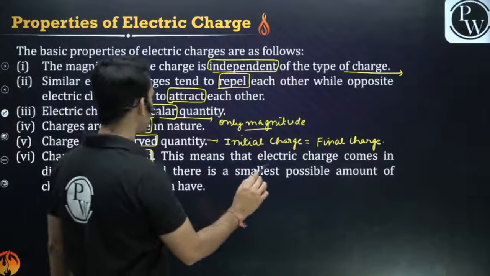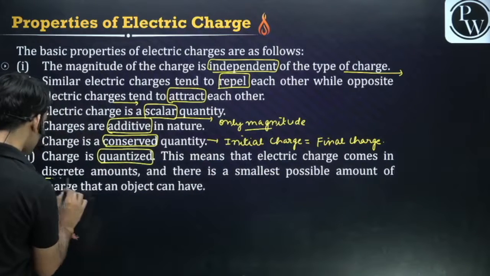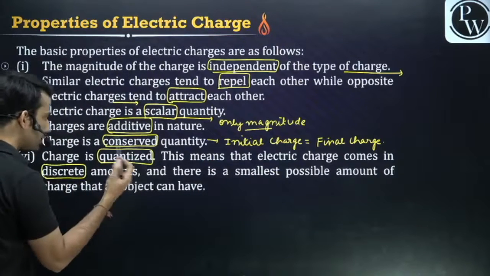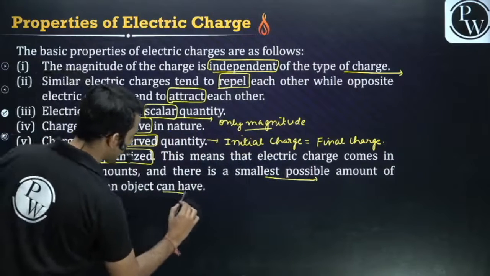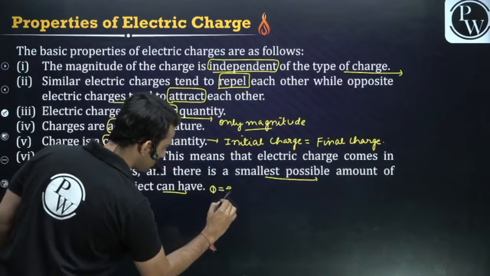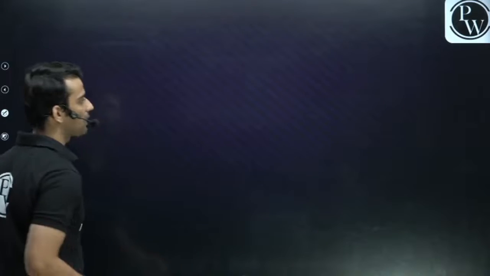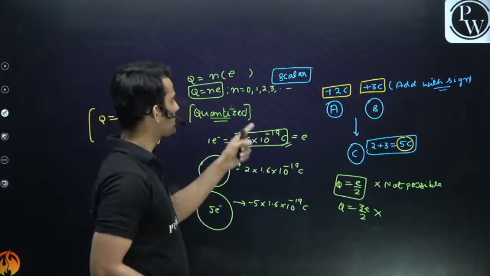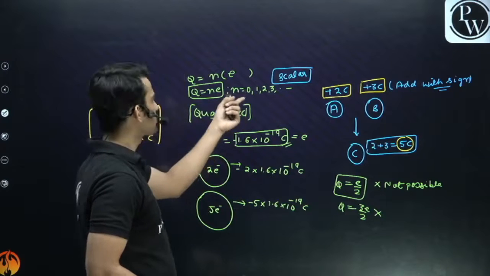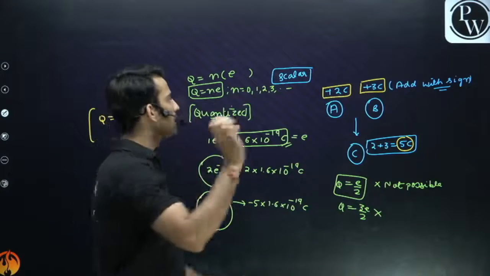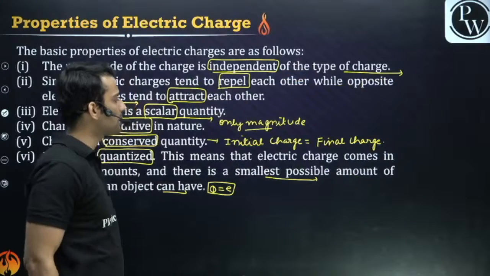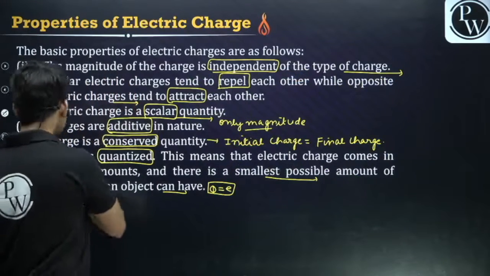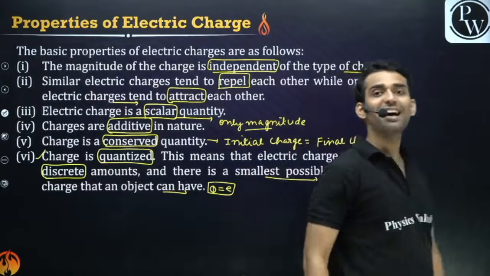So this means electric charge comes in discrete amounts. Discrete amount is n equals 1, 2, 3. And there is the smallest possible amount of charge that an object can have, and that charge is equal to e. For n equals 0, the charge would be 0. But the least amount of charge a body can have is e. That is the charge on a single electron. So guys, these are the various properties related to the charges.